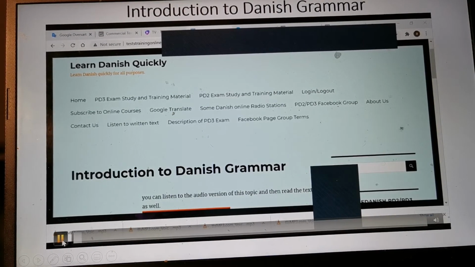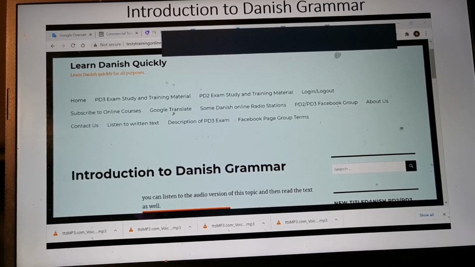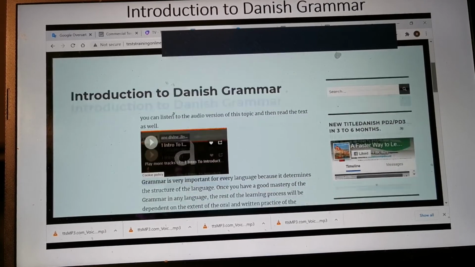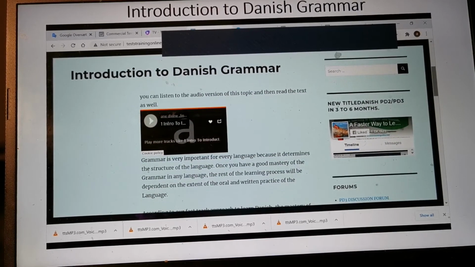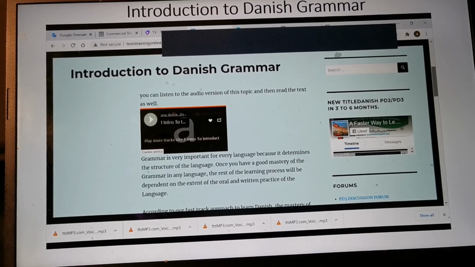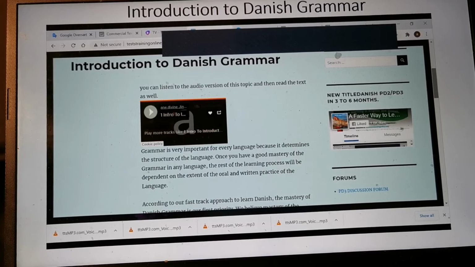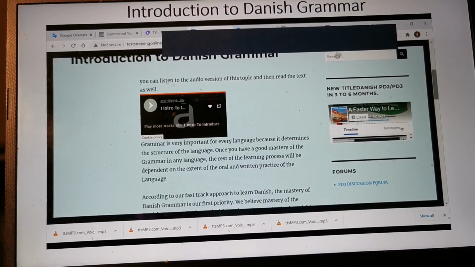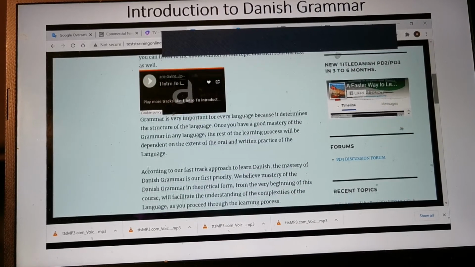Welcome once more to our platform to learn the Danish language quickly. The first lesson is focused on Introduction to the Danish Language Grammar. This chapter will cover the following topics. The three main categories in Danish grammar: Introduction to the parts of speech, Introduction to objects, subjects and adverbials, Conversation assignment, Introduction to objects, subjects and adverbials.